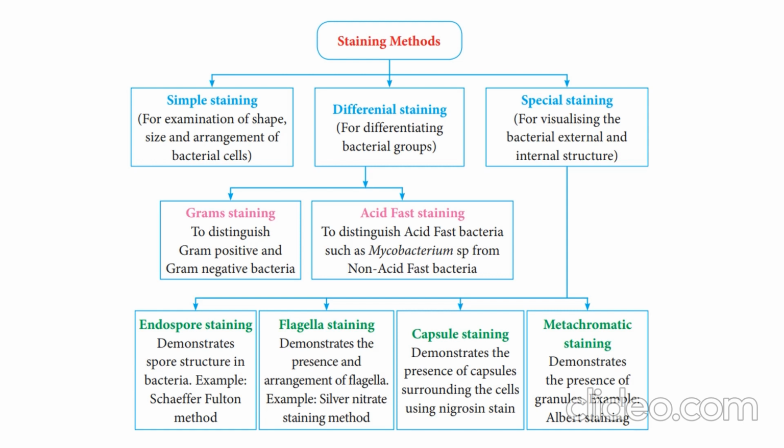Mainly we will be using the negative staining technique for capsules. And the last is the metachromatic granule staining, otherwise said to be Albert staining, which is used to see the granules, the food storage material of the bacterium.